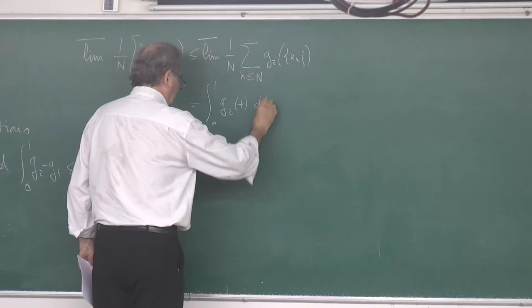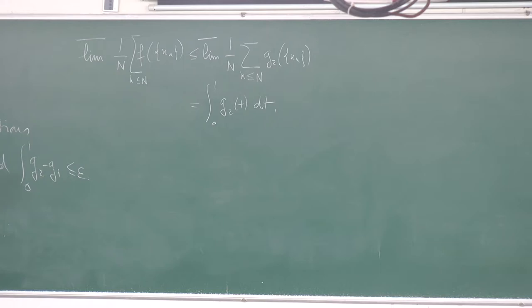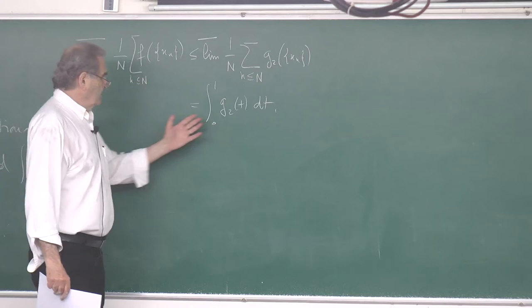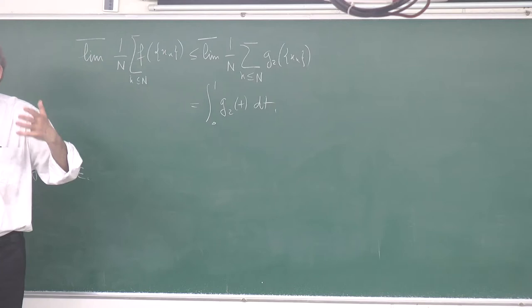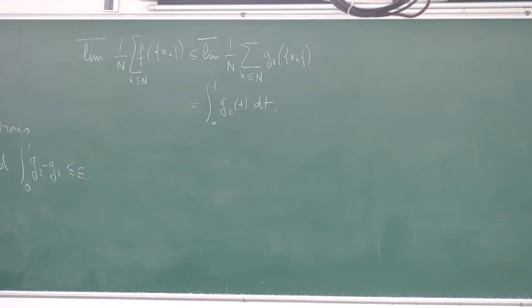Okay, maybe I can stop here for this part, because you will do it the other way around: the lim inf will be larger than the integral of g1, and so the difference between the lim sup and the lim inf will be at most epsilon. If it is at most epsilon for any epsilon, it means that the lim sup is equal to the lim inf, and so the limit exists. Okay? And so this is fine.